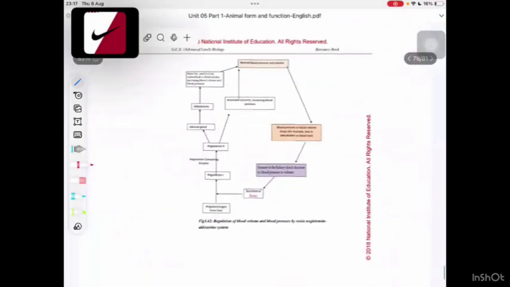Now let's move on to the regulation of blood volume and blood pressure by renin. Since this is a webinar, I'm going very fast because this is a big topic. Some teachers might take 2 days in a theory class to finish this, but I'm taking only around 4 hours to complete this. So stay tuned, okay?